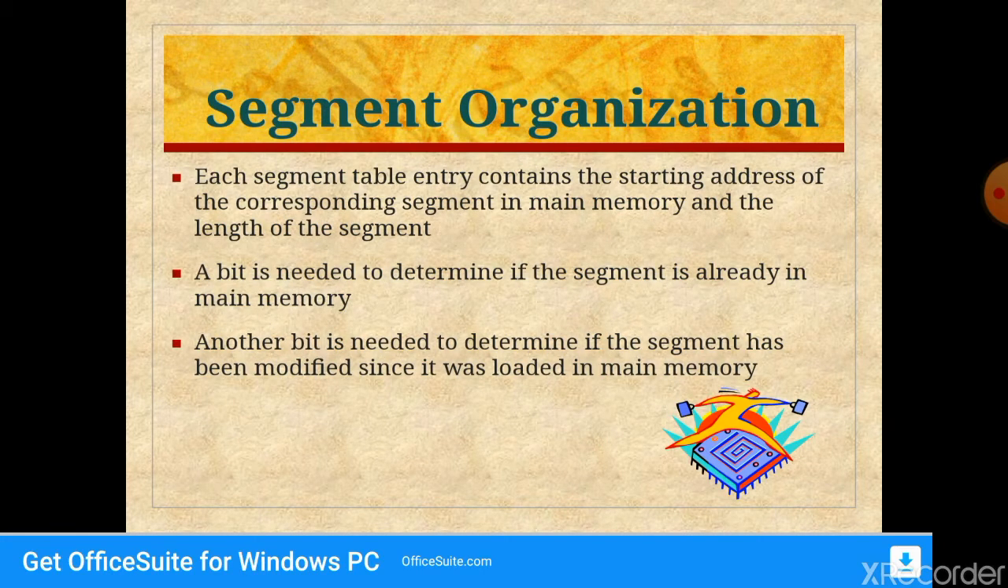Like the page table, segmentation also maintains a segment table. There are 2 bits maintained in the segment table other than the length of the segment and the base address. Those 2 bits are the present bit and the modified bit. The present bit is set when the segment is available in the main memory, and the modified bit is set if there is any modification done in the content of the segment.